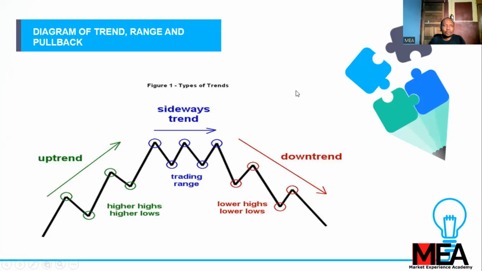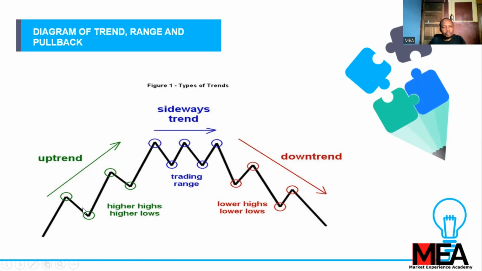Okay, so this is a diagram of trend, range, and pullbacks. Based on the previous classes we had, this diagram shows all the explanations we've made in the past about trends. We told you that we have different types of trends: the uptrend, the sideways trend, or the consolidation or ranging trend, and then the downtrend. These three kinds of trend are found in any financial instrument in the world. They must make this move.